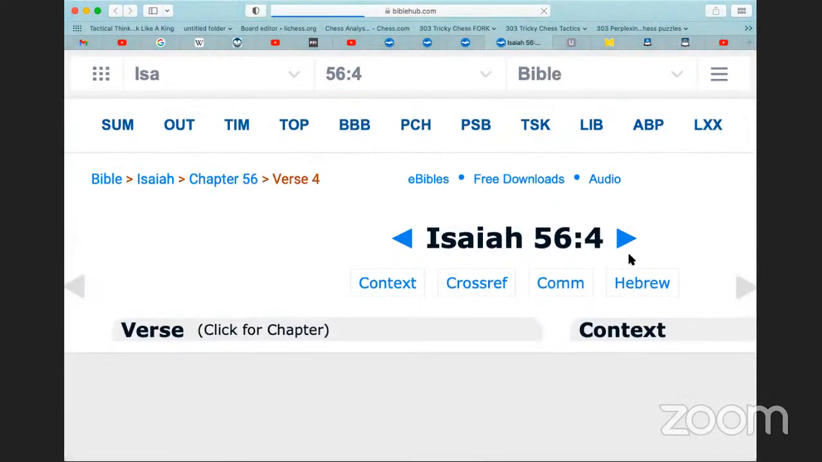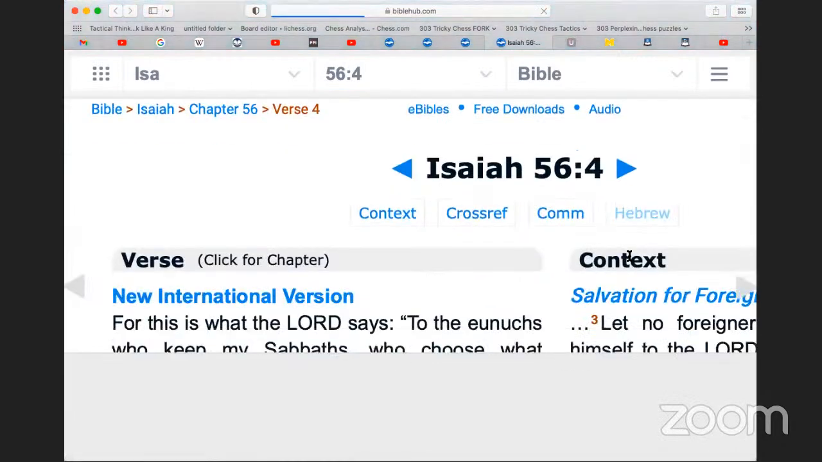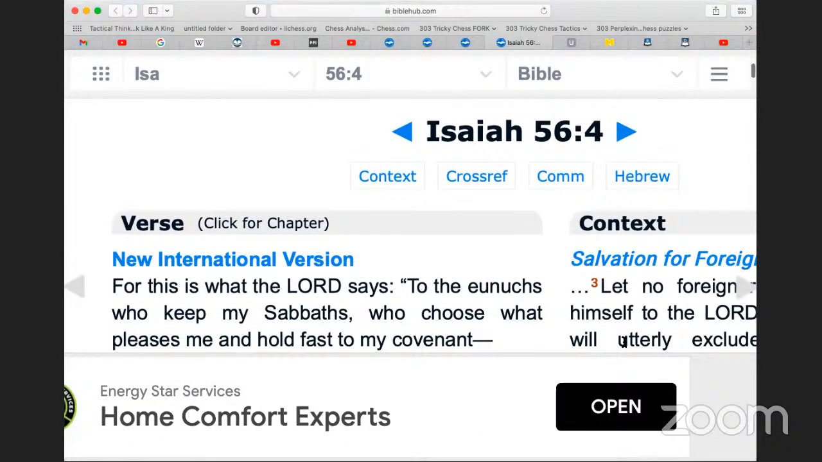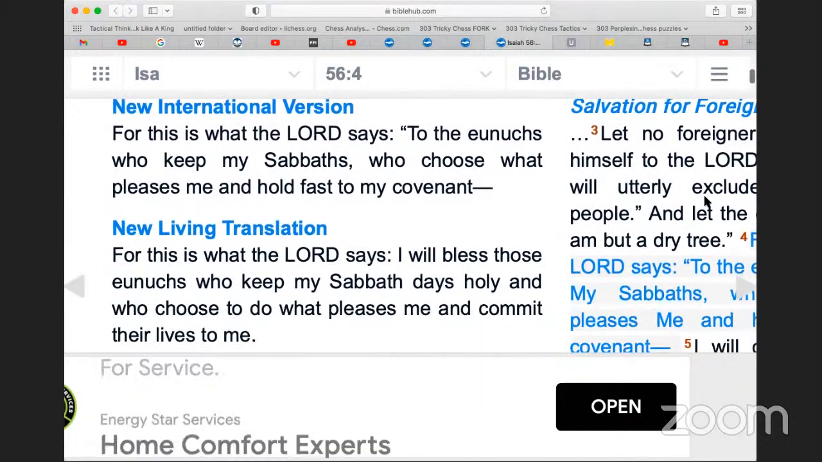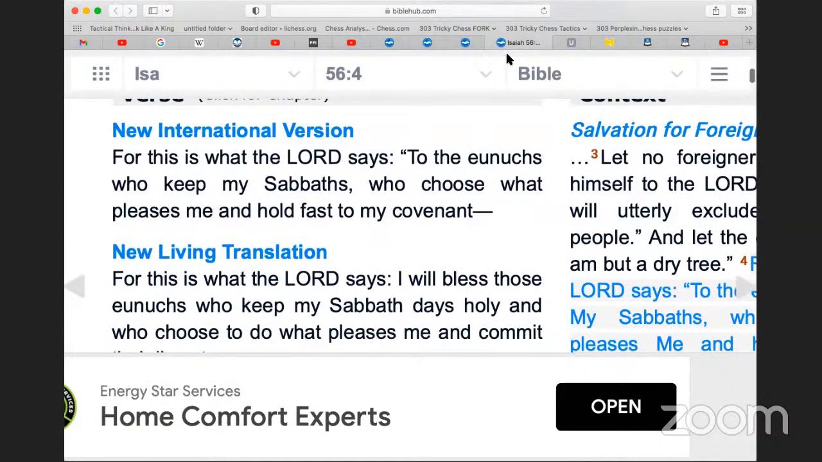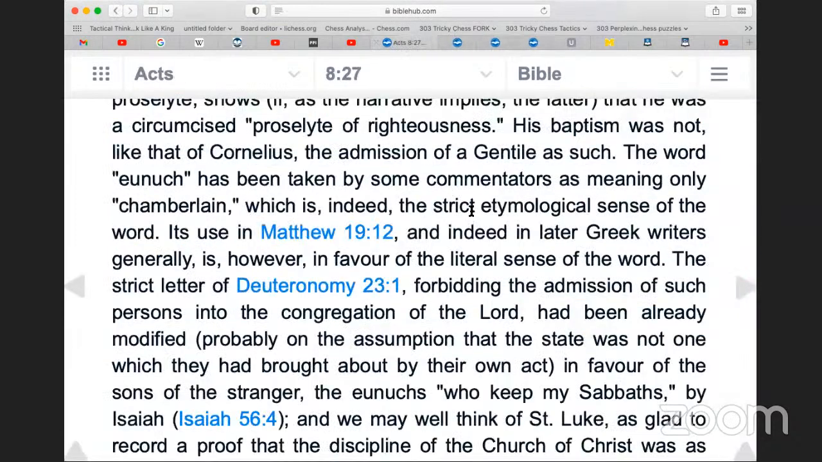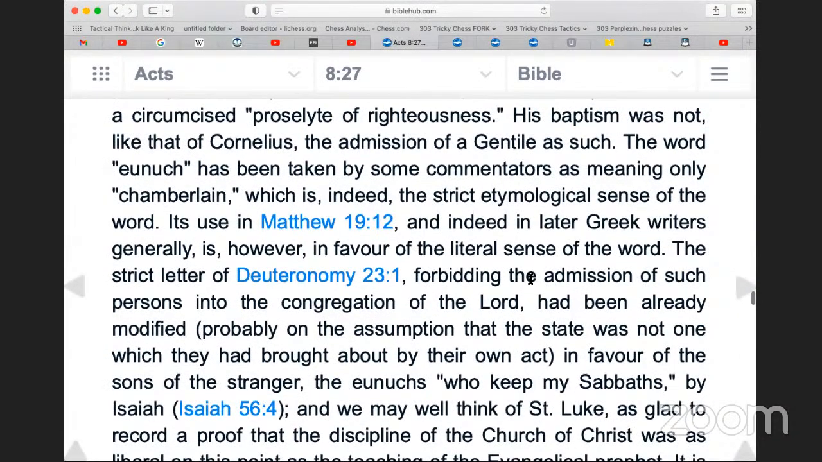It's not even research. The research was already done. This is the answers. I mean, I didn't know this, but it wouldn't matter because he'd just make up stuff. For this is what the Lord says to the eunuchs who keep my Sabbath, who choose what pleases me and hold fast to my covenant. Wow. Okay. Yeah. So I mean, this is more ammunition for the next guy.